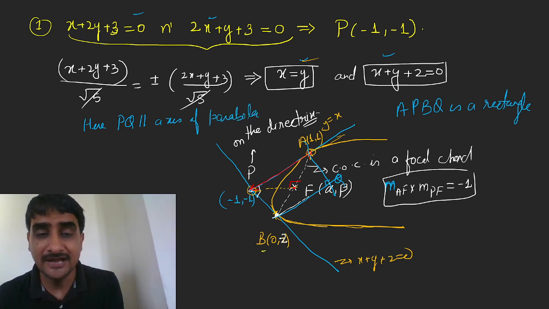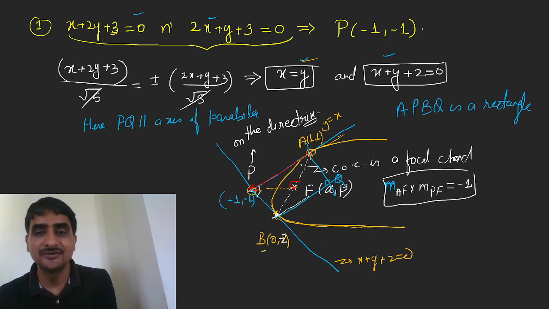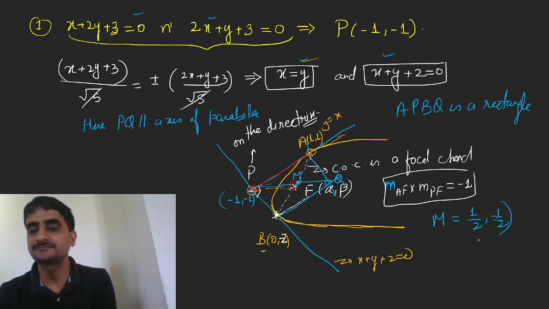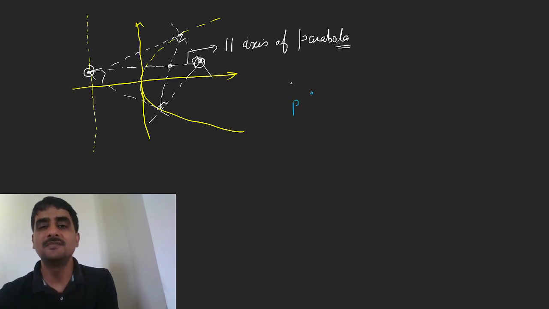Okay, so can we get Q? The answer is yes. How? Because we have the midpoint M, the intersection of the diagonals, and I'm calling it M. So M point is (1/2, -1/2). Now using it, you can get Q. So P is (-1, -1). This is Q, let's say (alpha, beta), and this is M, which is (1/2, -1/2).